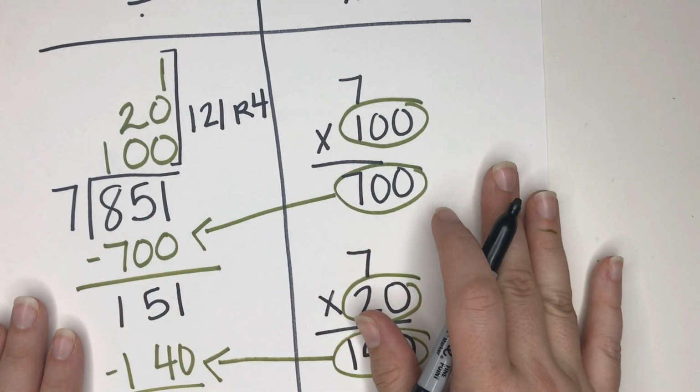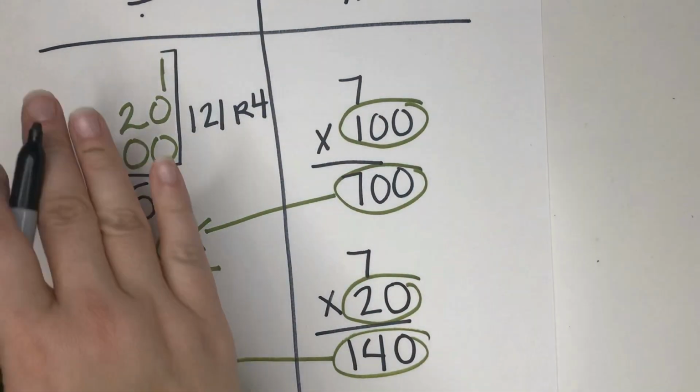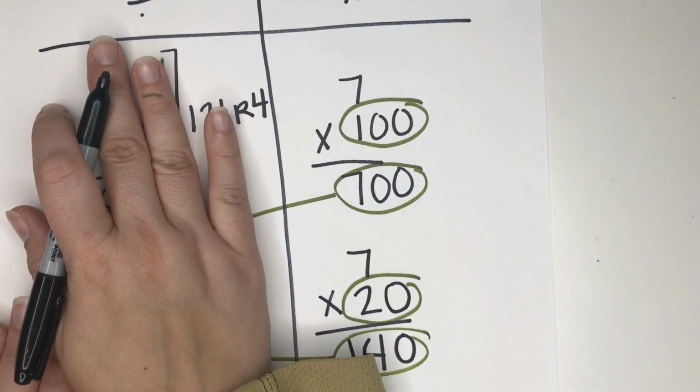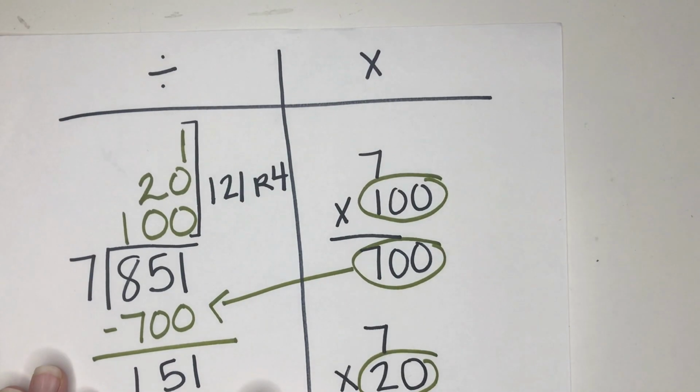I hope this has helped and that when you continue to do your division problems at home, you create your two-column notes with your division on one side and your multiplication on the other side.